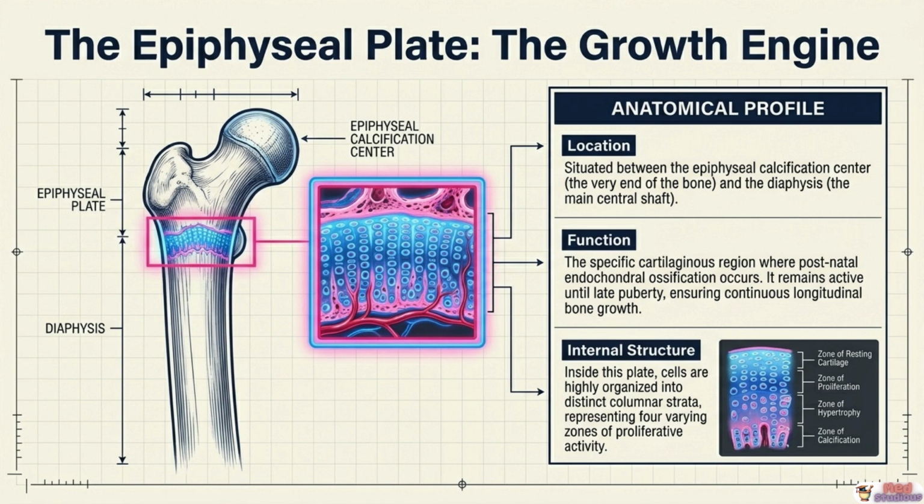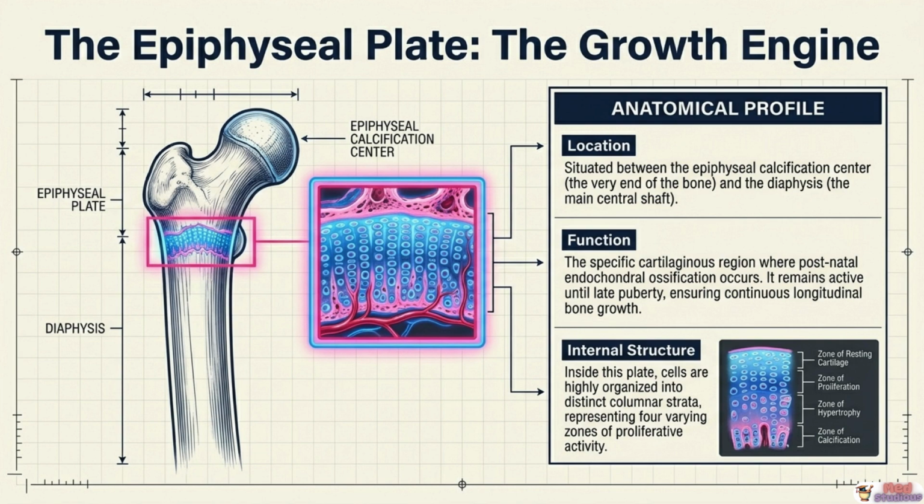At the end of puberty, typically ages 14 to 18 in females and 16 to 21 in males, rising levels of sex steroids cause the chondrocytes to cease proliferating. The cartilage is entirely replaced by bone, and the epiphyseal plate closes permanently, forming the epiphyseal line. Once this closure occurs, longitudinal growth is complete and irreversible.